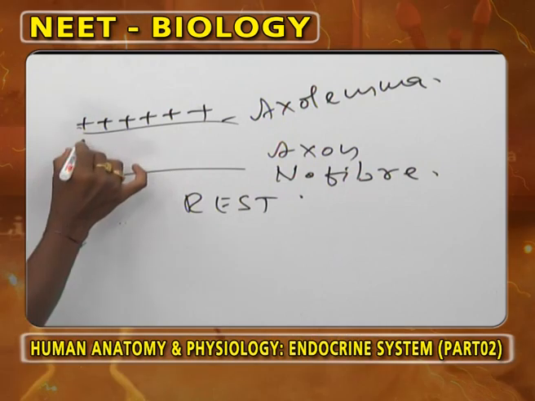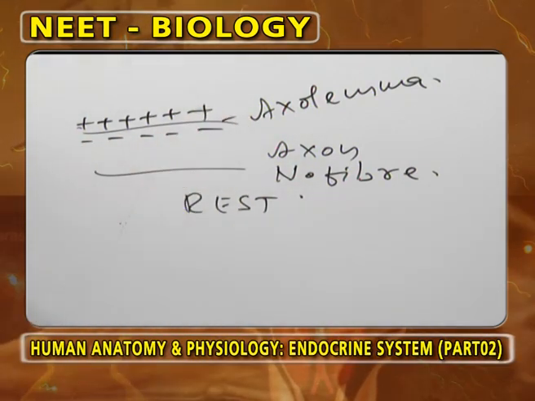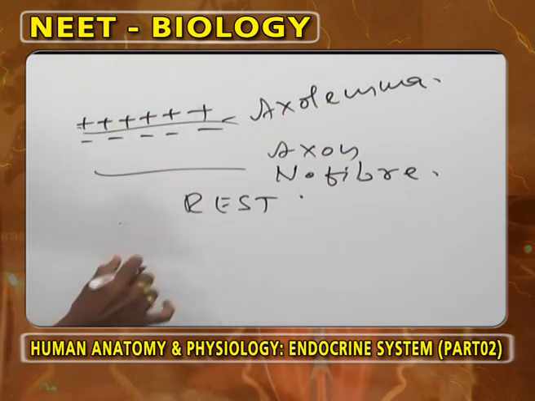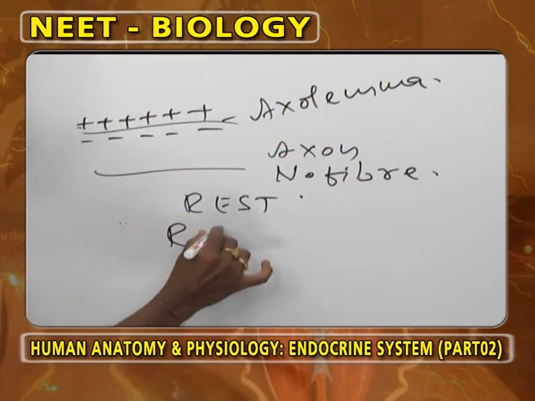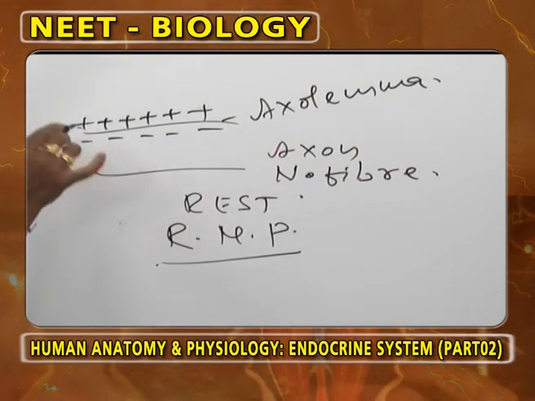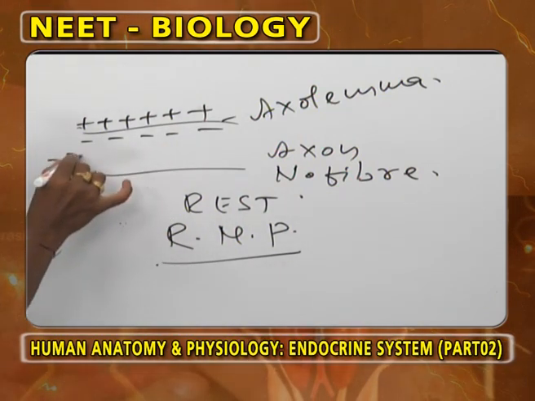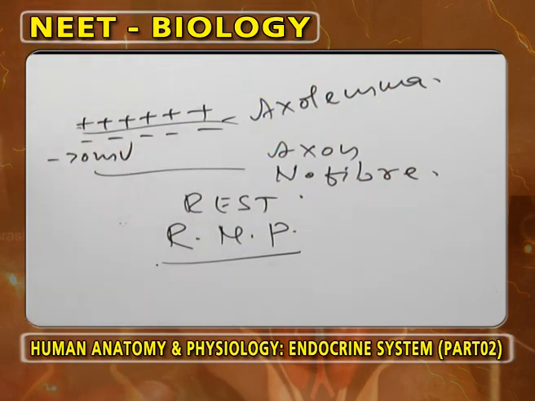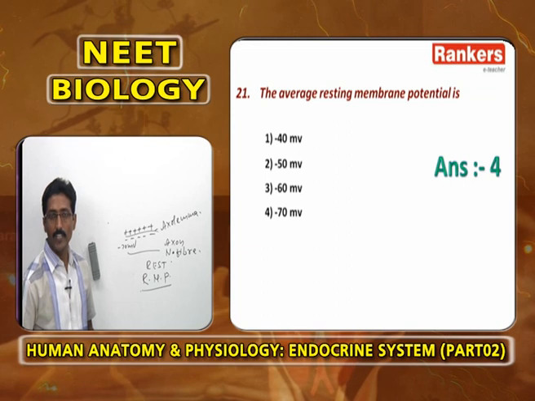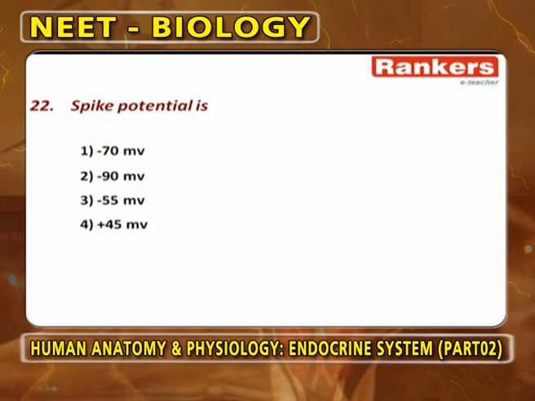Positive charge outside. Inside, what charge is present? Negative. So at rest, the potential is called the resting membrane potential. What is the resting membrane potential at rest? That is minus 70 millivolts. Now, here the answer is minus 70 millivolts. Now we go for the next question.